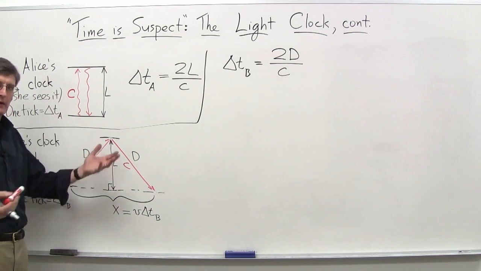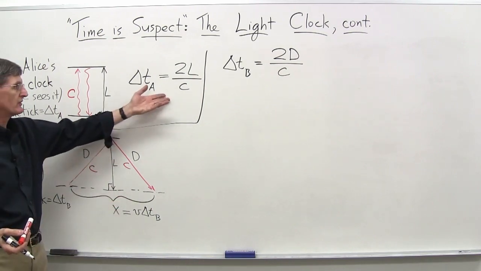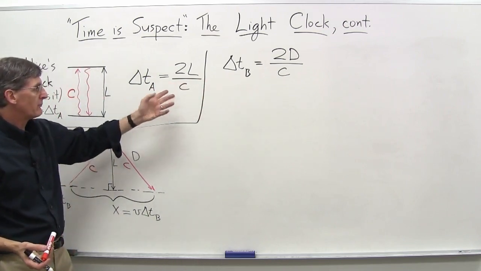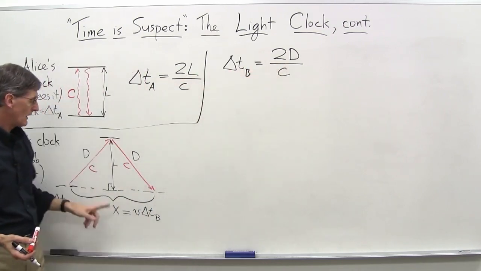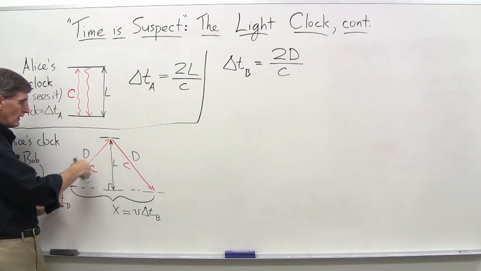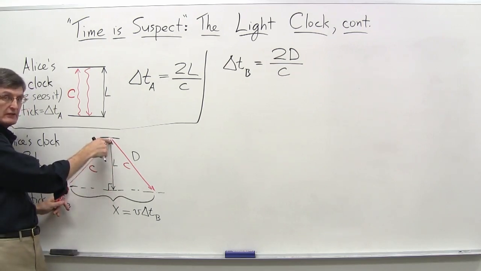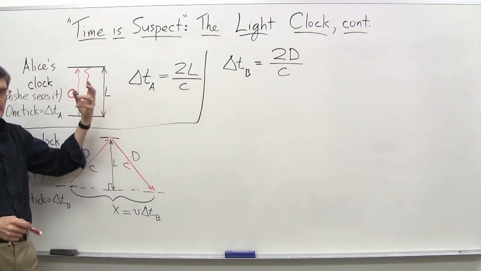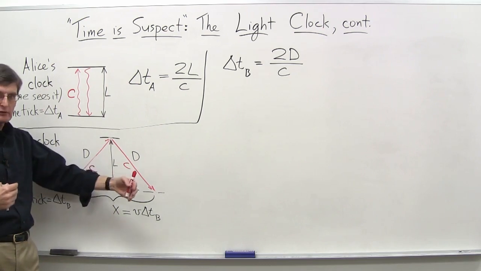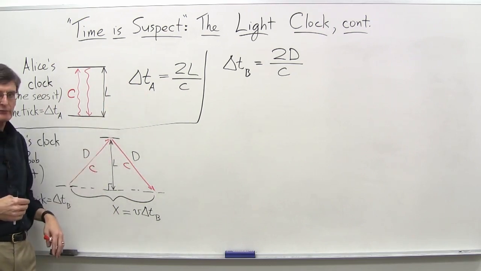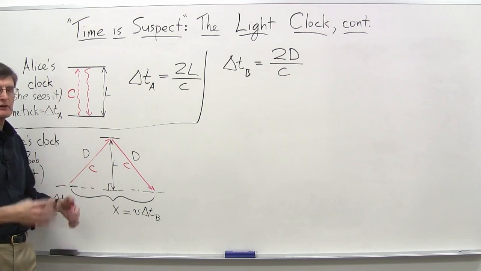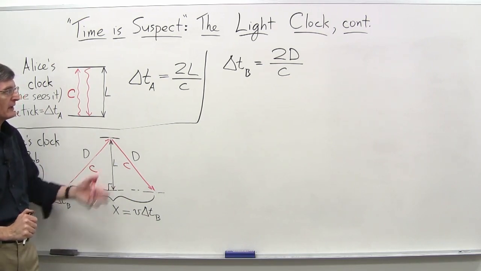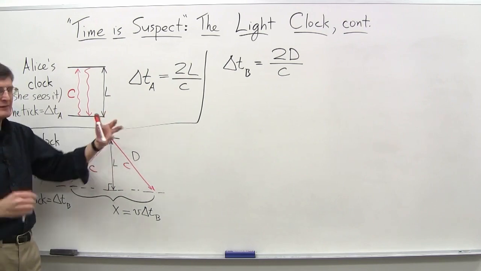And right off there, you can say, well, hey, are we done? Because we have an equation for delta T A, and we have an equation for delta T B. We can see right off the bat that D is bigger than L. Here's L, and the hypotenuse of the little triangle is D. D is greater than L. Therefore, delta T B is greater than delta T A. The tick time that Bob observes is longer than the tick time that Alice observes. So Bob observes Alice's clock running slowly. That's the qualitative analysis we did before, and here we see it somewhat quantitatively, but we'd like something better.